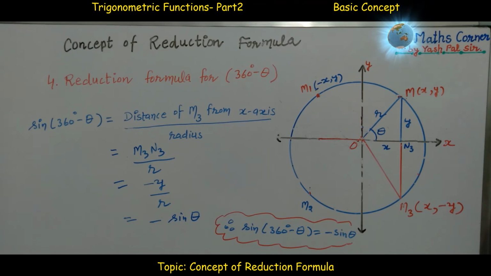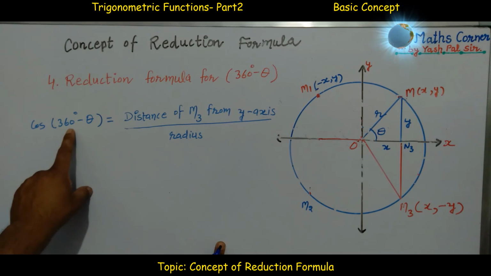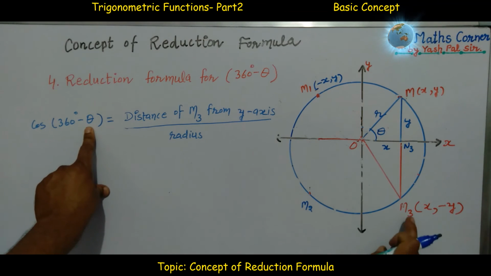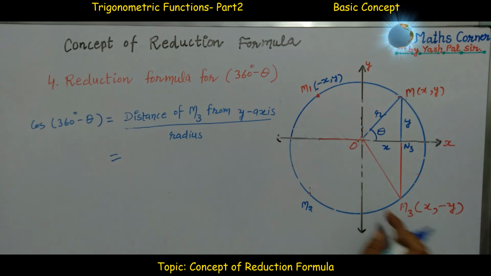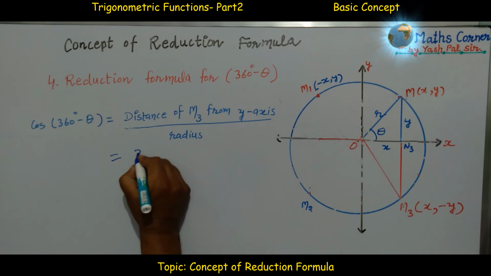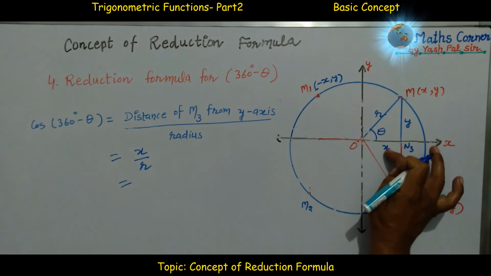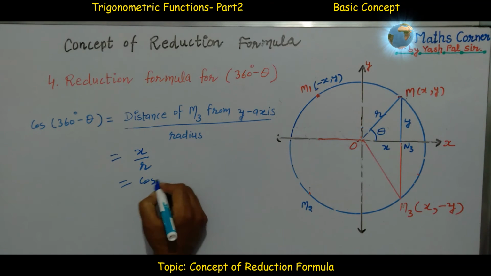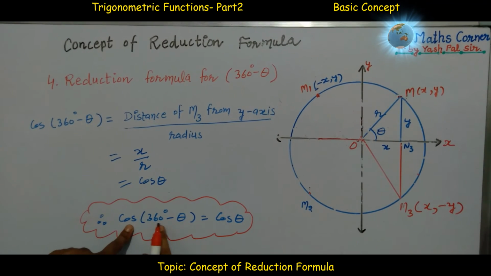Similarly, using the definition of the angle, cos of 360 degree minus theta is equal to the distance of this M3 from the y axis, divided by radius. This distance is x upon r. From this right angled triangle, x upon r is cos theta. So what is the conclusion? Conclusion is cos of 360 degree minus theta is cos theta. Similarly, we can write the other T ratios as well.